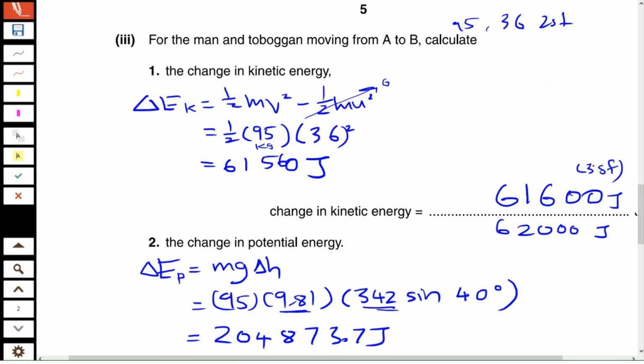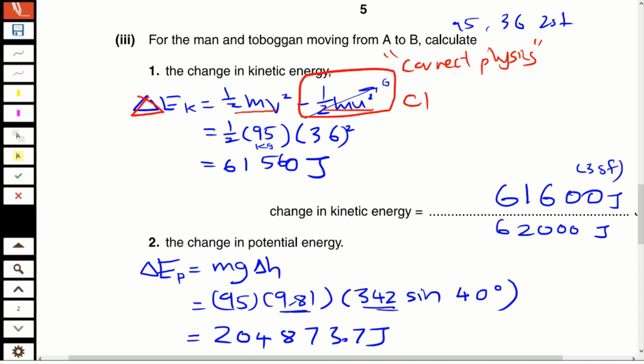For this one, the first mark we looked at came from the kinetic energy formula. This part, although it's 0, is important to write out to make sure you have the correct physics. That's what the examiner talked about. There's a difference between change in energy and just energy, okay? So you must know change in energy means there should be 2 parts to it. Then, of course, your accuracy mark comes from the final answer.